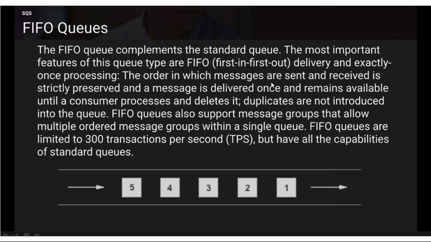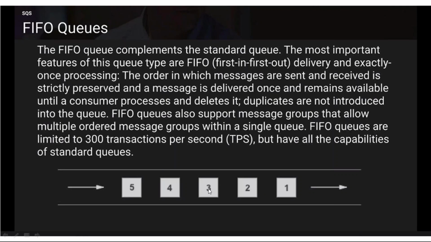The order in which the messages are sent and received is strictly preserved, and the message is delivered once and remains available until a consumer processes and deletes it. So until this message is processed, it is not going to move on to the second message at all, because we are sending it in the FIFO queue only when I have a certain number of dependencies. Let's say message number 5 can be processed only after 4 is complete.